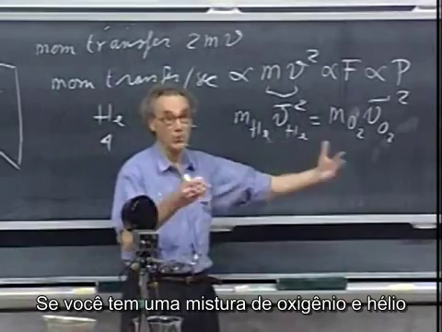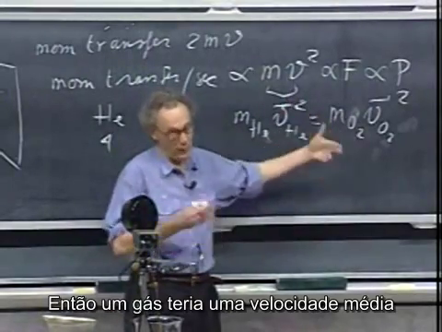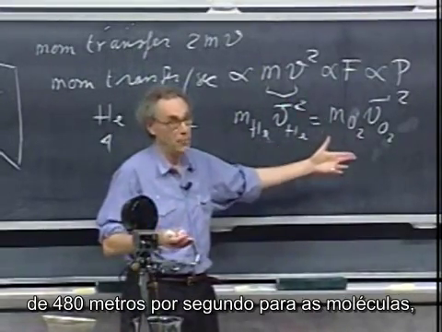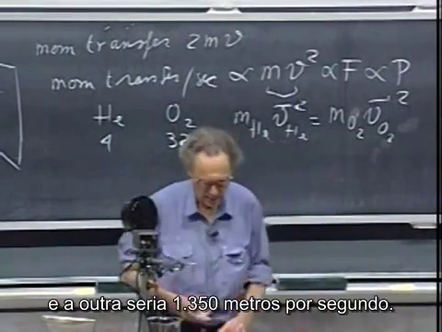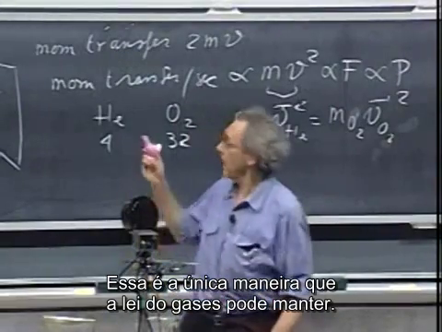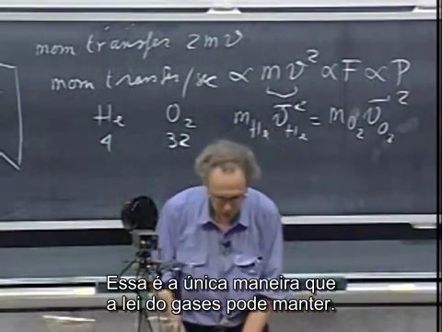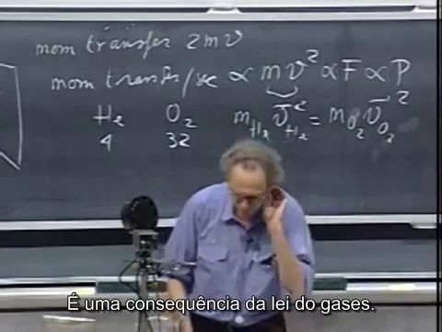If you have a mixture, oxygen and helium, then one gas would have an average speed of 480 meters per second for the molecules, and the other would be 1,350 meters per second. That is the only way that the gas law can hold. It is a consequence of the gas law.